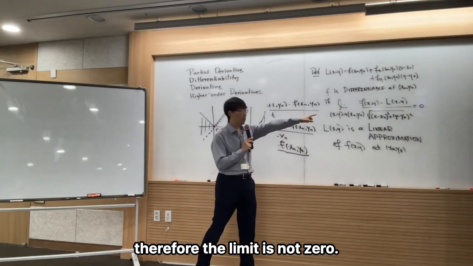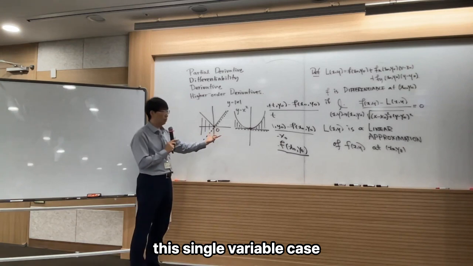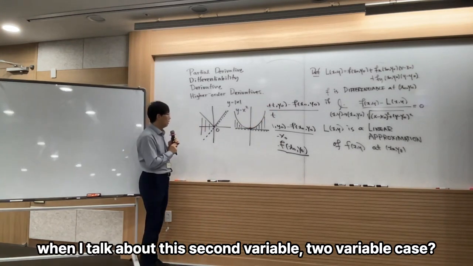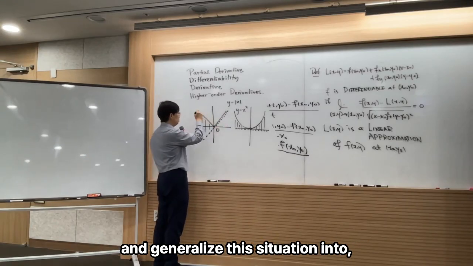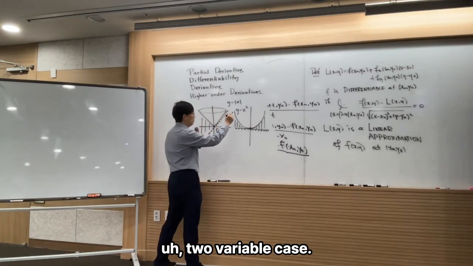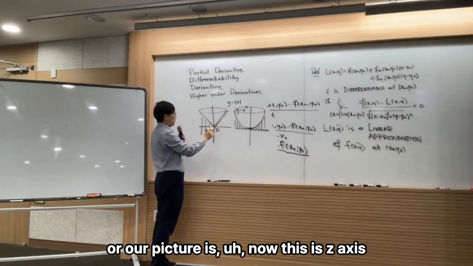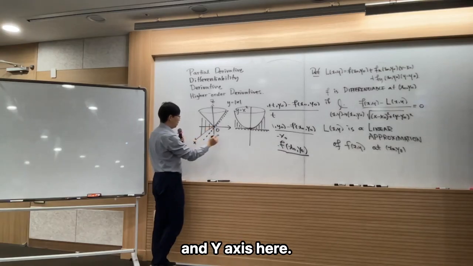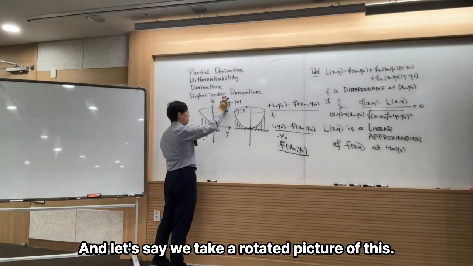Therefore, the limit is not 0. So why am I talking about this single variable case when I talk about the two variable case? Because we can simply generalize this situation into the two variable case. So think about that. Now our picture is this is the z axis, and this somehow gives you the x and y axis here. And let's say we take a rotated picture of this.